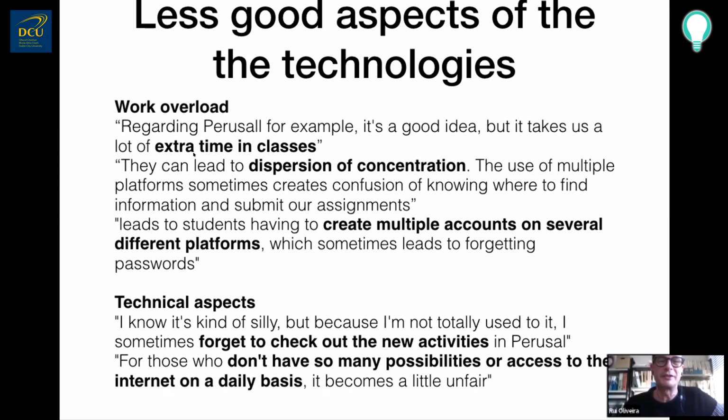They're right about this. It consumed extra time outside classes, dispersion of concentration between multiple platforms, the creation of multiple accounts, some aspects like forgetting activities, although I was reminding them about the activities by email, and the problem of students that could not have good access to the internet. That could be really problematic for them.